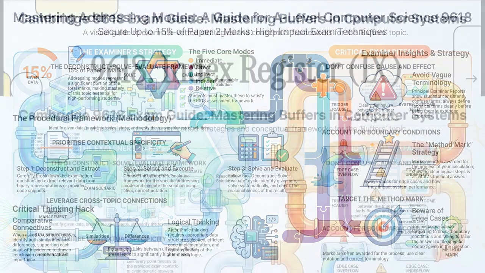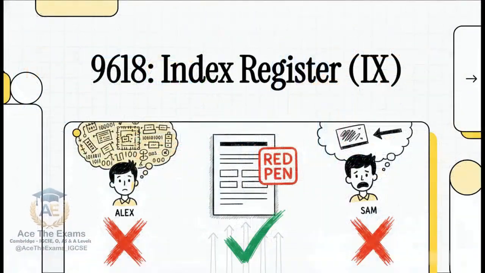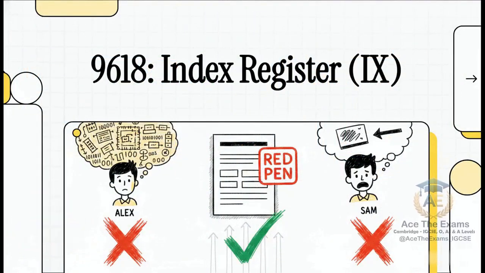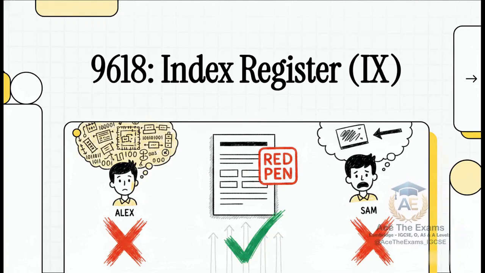I am your host, and today we are stepping directly into the mind of the Cambridge examiner. We are going to decode one of the absolute most notoriously tricky, misunderstood, and frankly grade-dropping areas of the entire Cambridge AS and A-level computer science syllabus. Specifically, we're zeroing in on the 9618 course, and we are going to master special purpose registers. But we aren't stopping there. We are zooming right in on the big one, the index register, or IX.